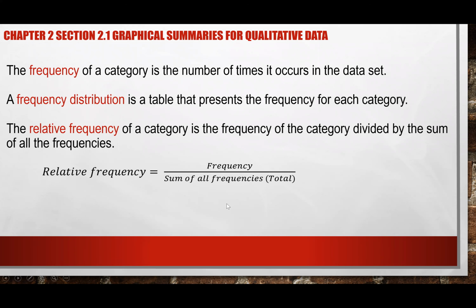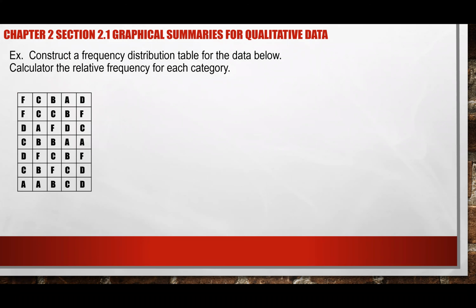So let's take a look at this item here, which is 2.1. We deal with qualitative data. What is qualitative data? Hopefully you remember, qualitative is quality, which is category. In this case, this is my category. I won't give you the background of this data, but basically this is the grades of my 35 students who took my test 1. And now they ask you to construct a frequency distribution table and calculate the relative frequency of each category.